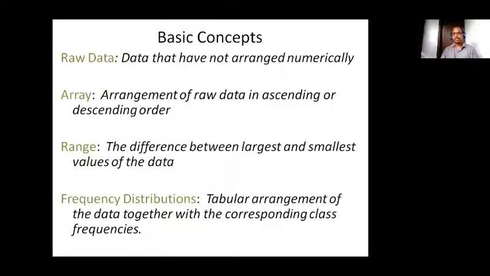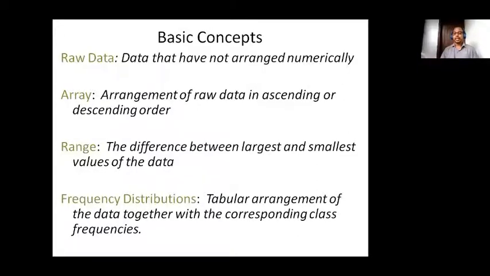What is raw data? Data that have not been arranged numerically are called raw data. If we arrange the data in ascending or descending order, we call it an array, and the difference between the largest and smallest data is called the range of the data.